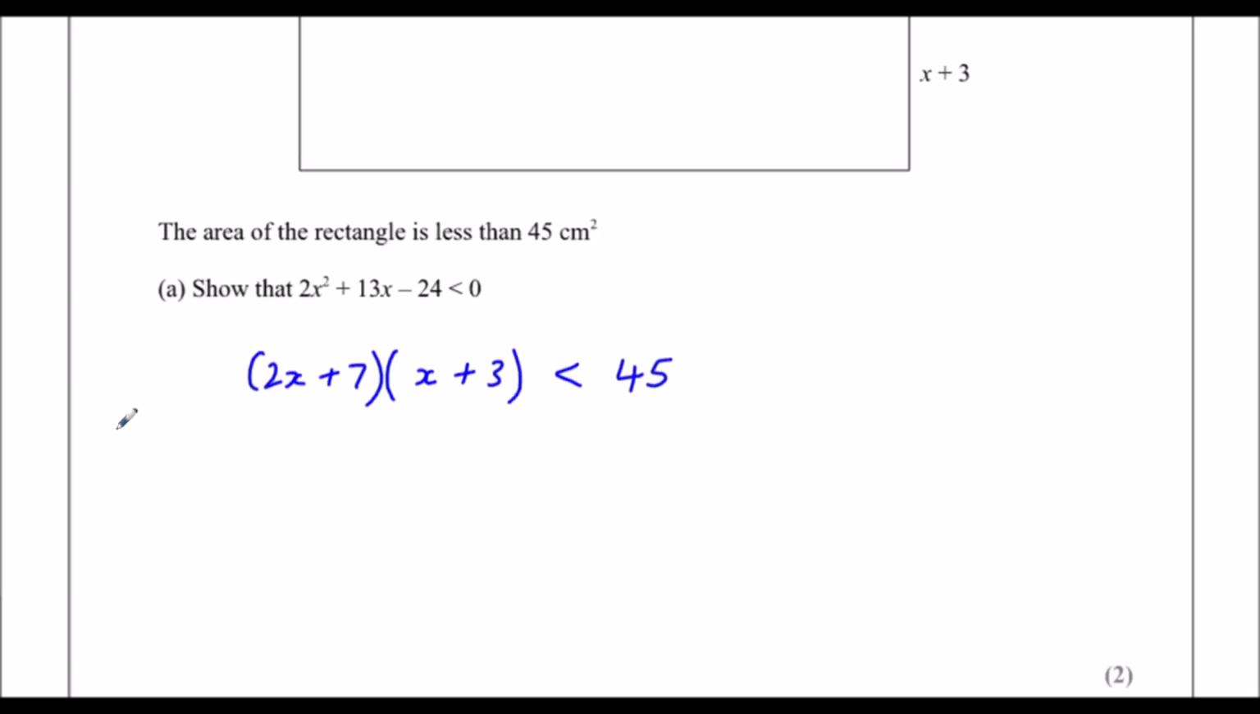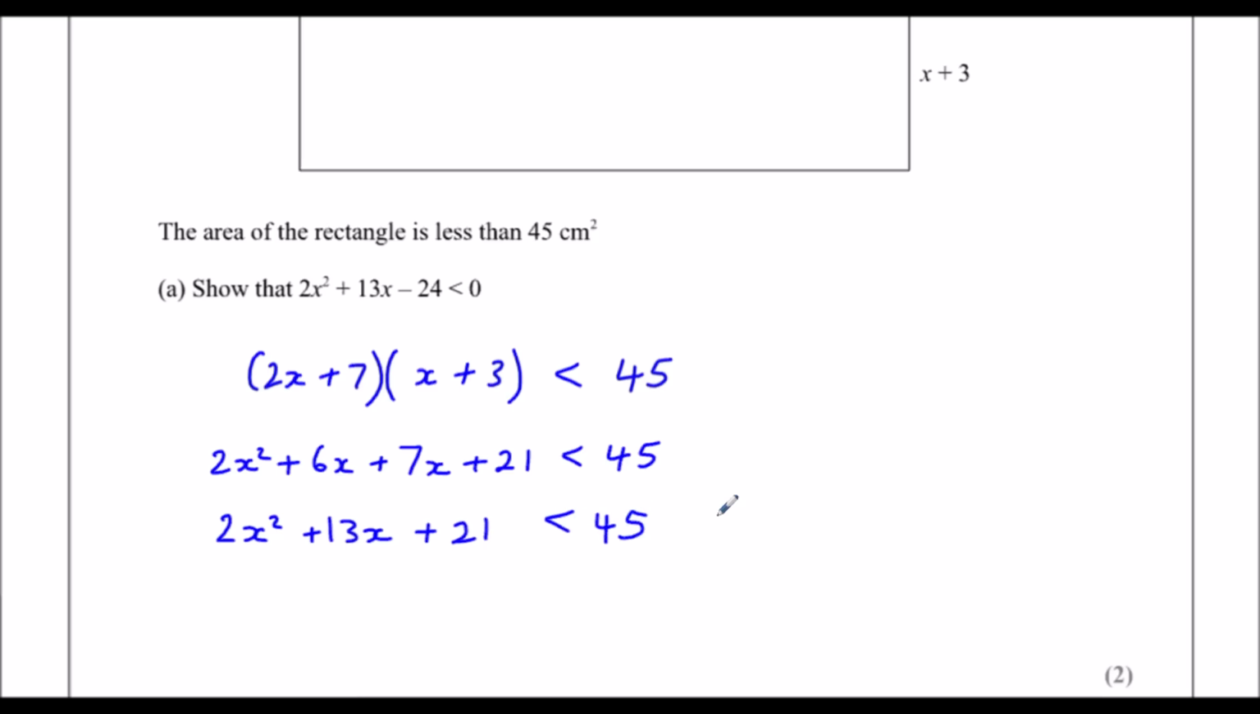Expanding the bracket, so 2x times x, 2x squared, 2x times 3 is 6x, 7 times x is 7x, and 7 times 3 is 21. Collecting the like terms, so the like terms that we've got on the left side are 6x and 7x. We can add them together to give us the 13x that we wanted. So 2x squared plus 13x plus 21 is less than 45. And then all we've got to do is take 45 away from both sides, and we have what we wanted, what we had to show.